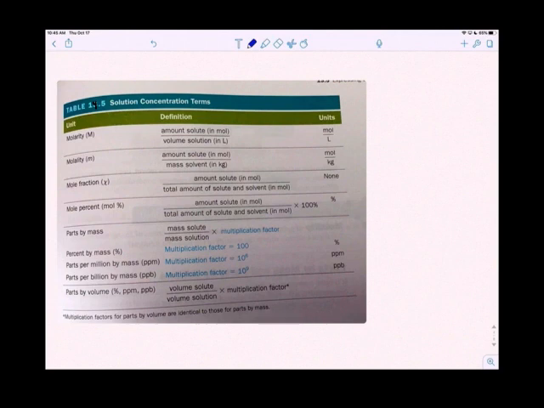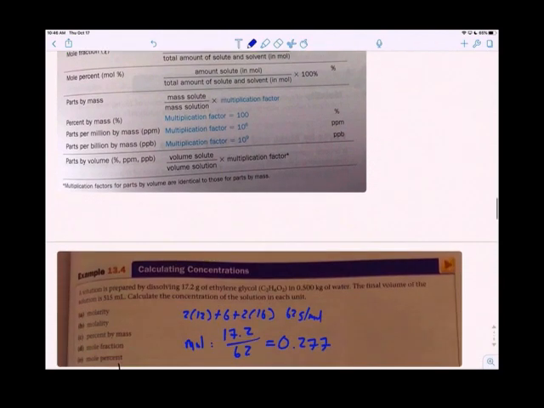And then there's parts per billion, parts per million, there's even parts per trillion. For parts per million, you multiply by 10 to the 6. So 300 parts per million means there's 300 parts over a million total. Then parts by volume, same idea. We do alcoholic beverages by volume as well. We do a lot of things by mass, but with the exception of alcohol, we tend to do things by mass instead of volume.